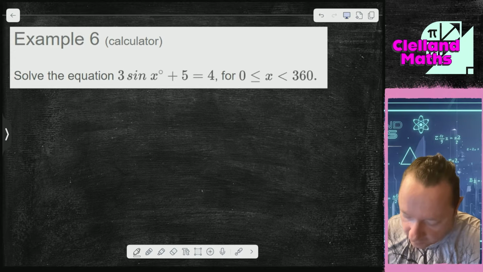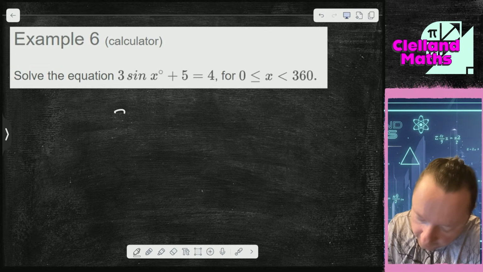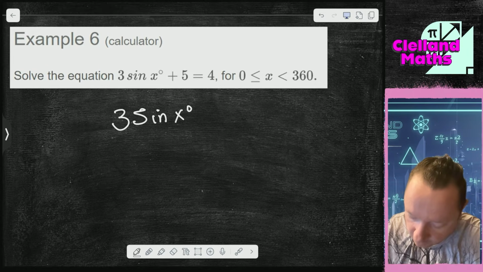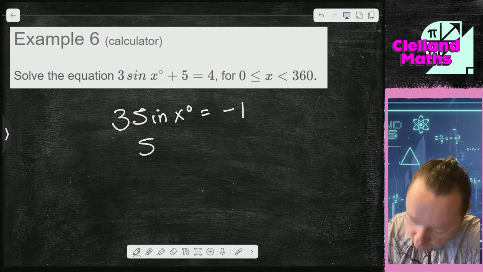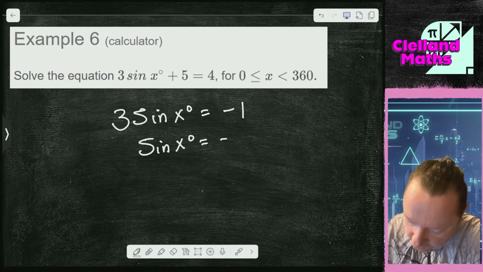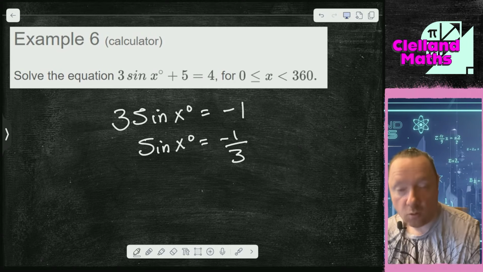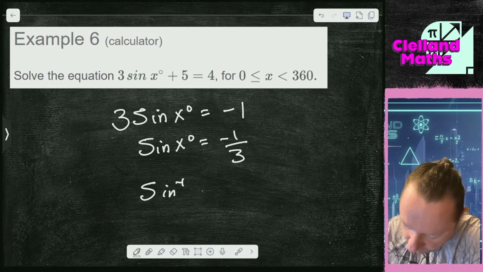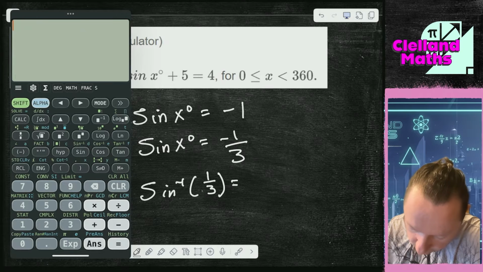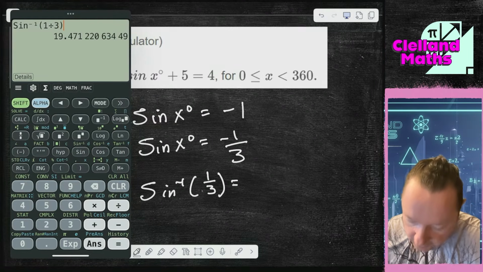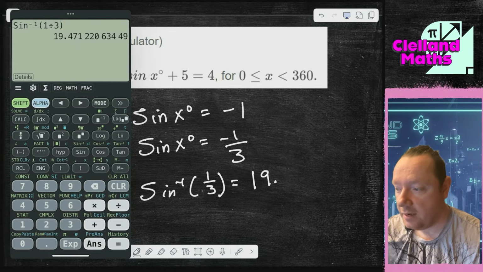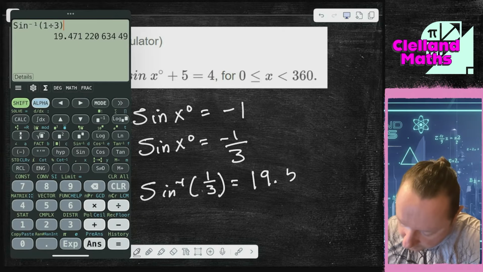Solve 3 sin x plus 5 equals 4. So we've got 3 sin x plus 5, which means I take away 5, so 4 minus 5 is minus 1. So sin x equals minus a third. But I've got a minus, but I always put the positive in the calculator to use my CAST diagram. So the inverse sine of 1/3 is 19.47. I'll just make that 19.5 to one decimal place.